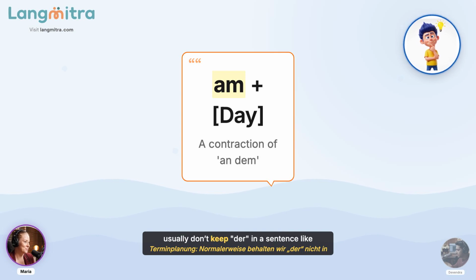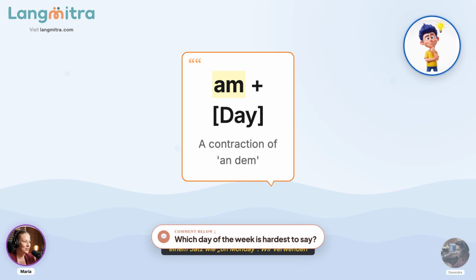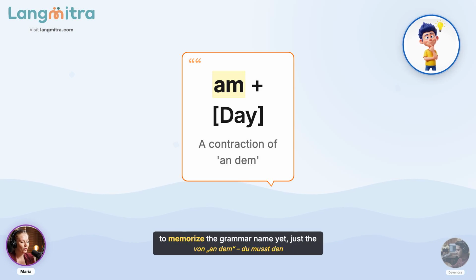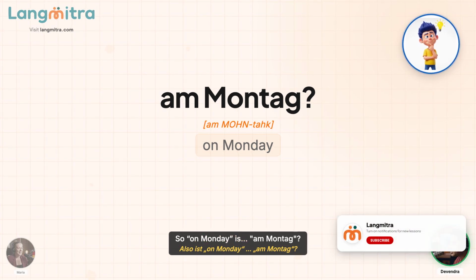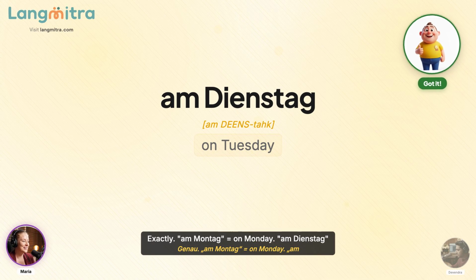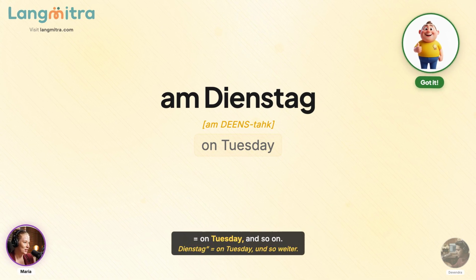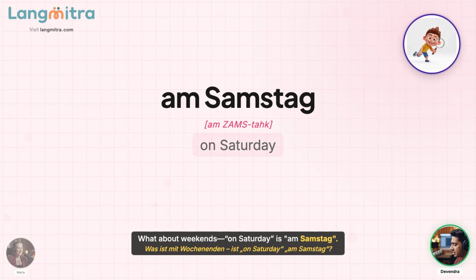We usually don't keep der in a sentence like on Monday. We use am plus day. Am is a contraction of an dem. You don't need to memorize the grammar name yet, just the pattern. So on Monday is am Montag. Exactly. Am Montag equals on Monday. Am Dienstag equals on Tuesday, and so on. What about weekends? On Saturday is am Samstag.